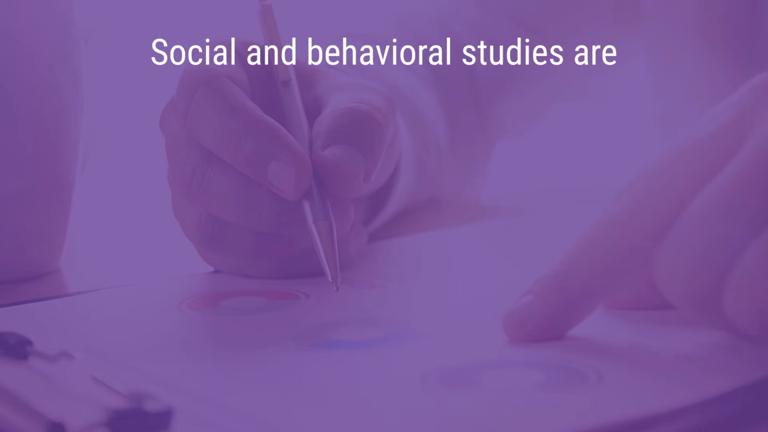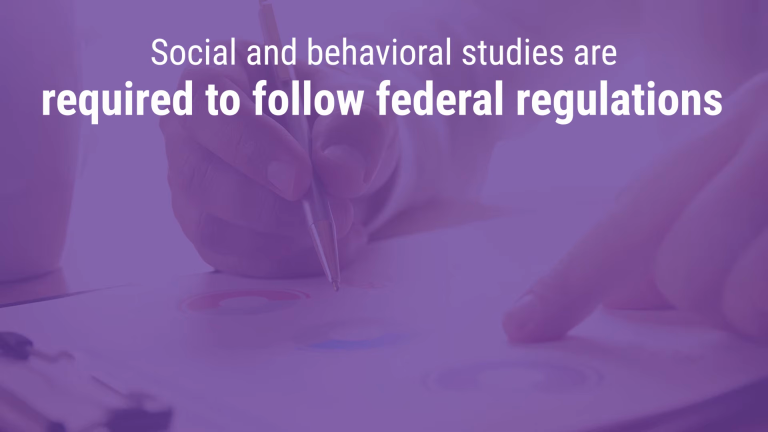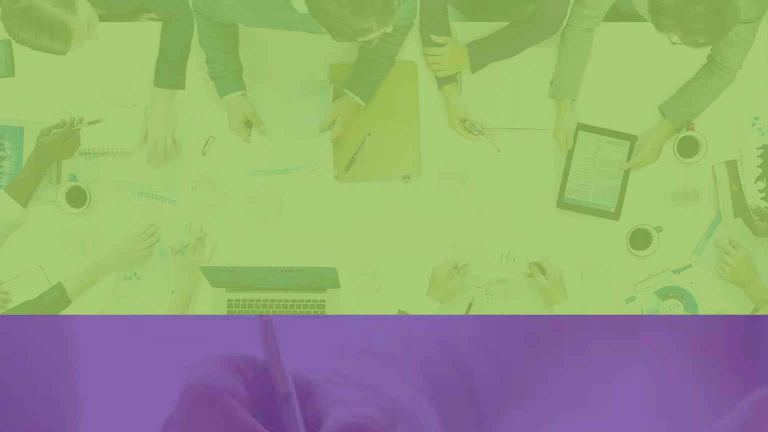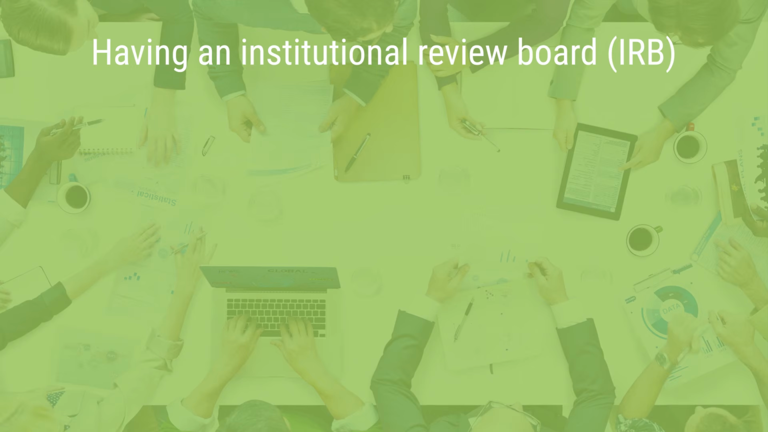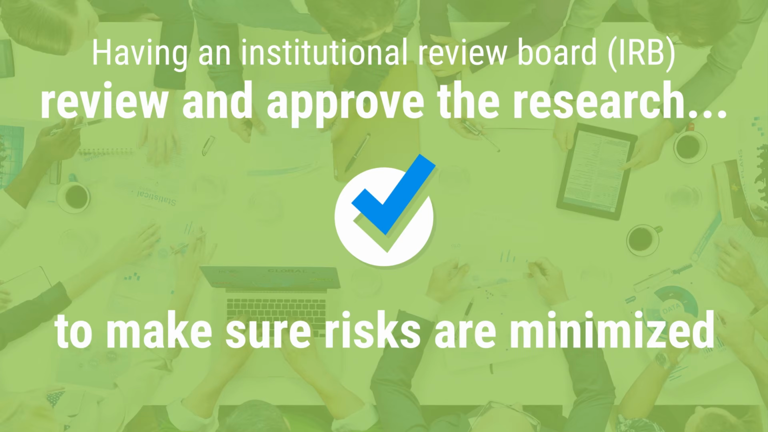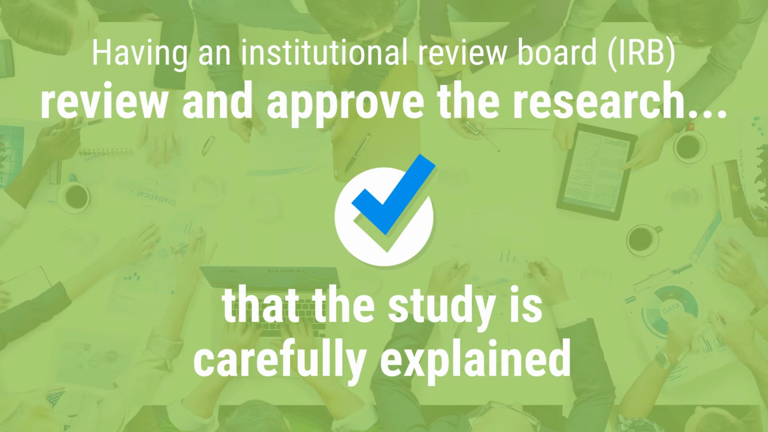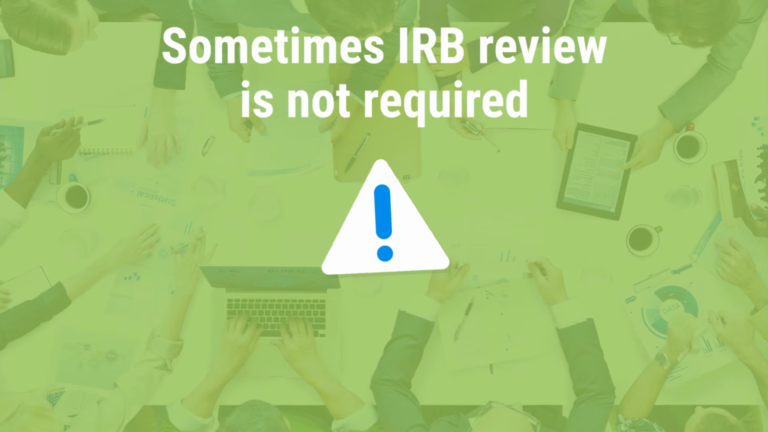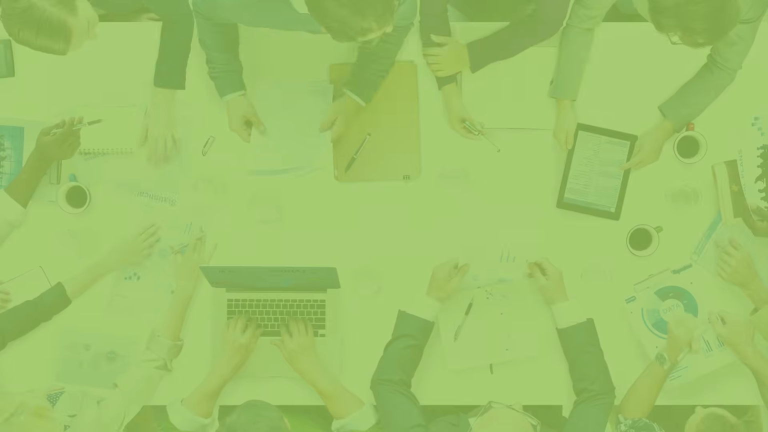Just as with biomedical research, HHS-funded social and behavioral studies are generally required to follow federal regulations that protect research volunteers. This often includes having an institutional review board, or IRB, review and approve the research to make sure risks are minimized, that the study is carefully explained to people asked to participate, and that protections are in place. Sometimes, studies are considered to be so low risk that IRB review is not required.